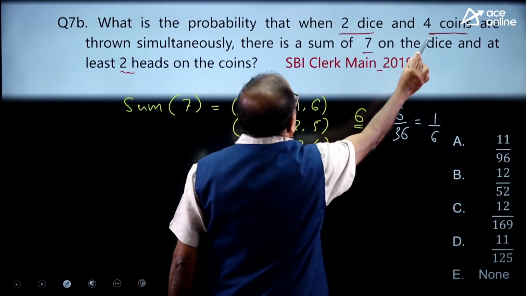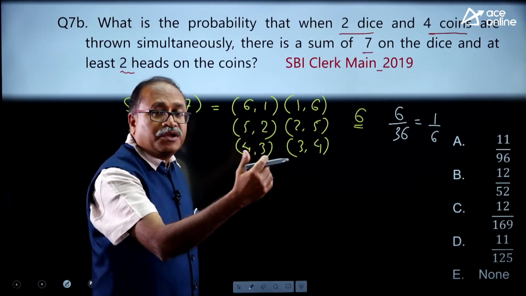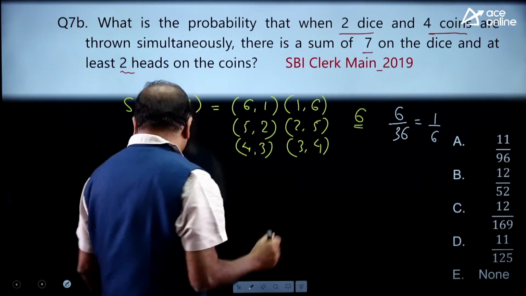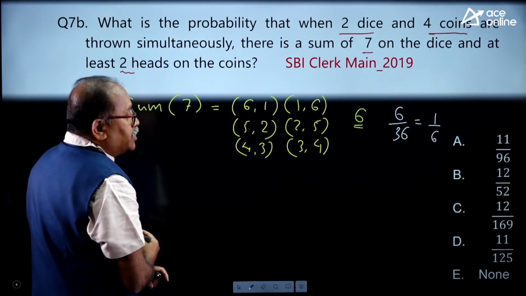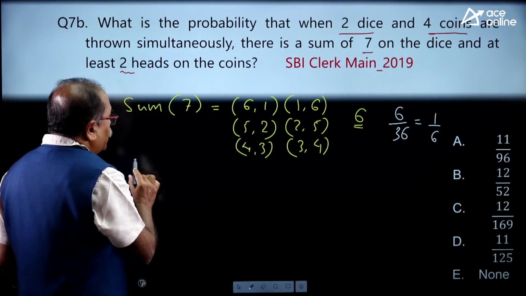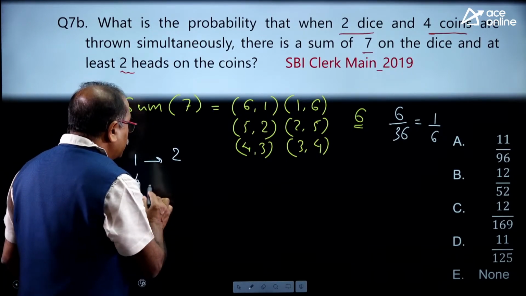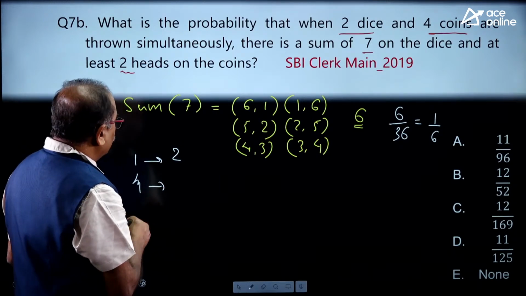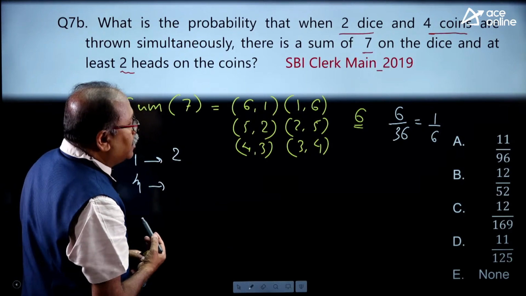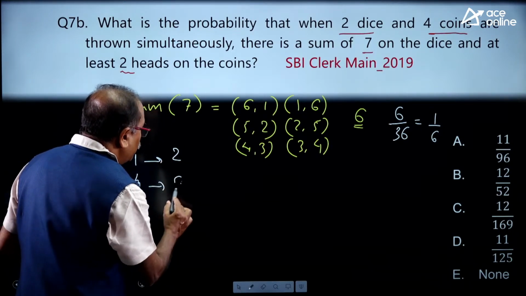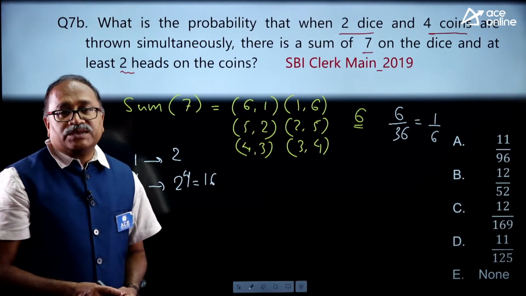And we need the 4 coins, with at least 2 heads. That means 2 heads or 3 heads or 4 heads. Now coming to the number of possibilities over here. For the coins, the total outcome: for 1 coin there are 2 outcomes. For 4 coins, what will be the total outcome? 2 to the power 4, which is nothing but 16. The total outcome is 16.